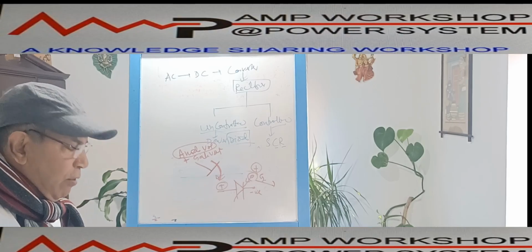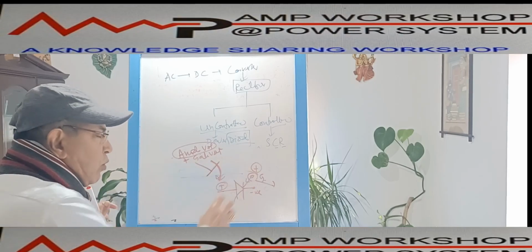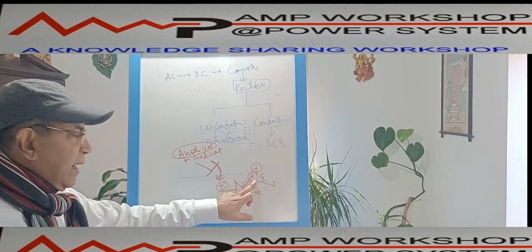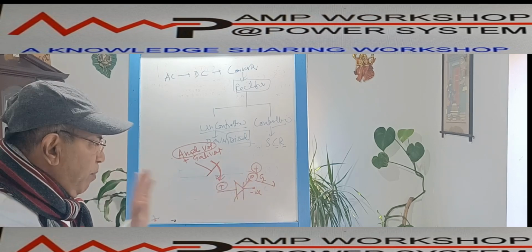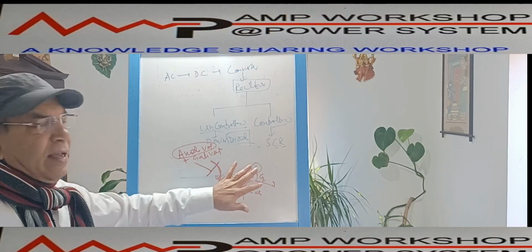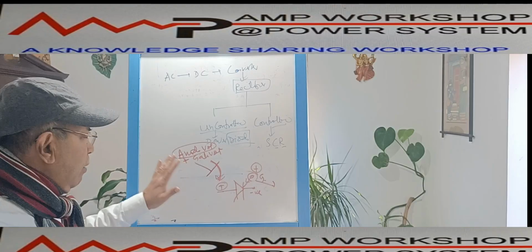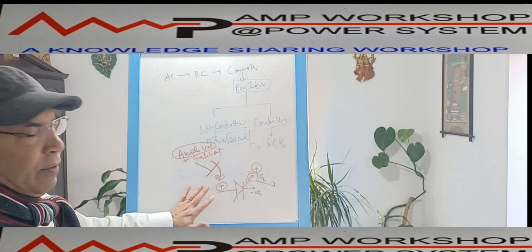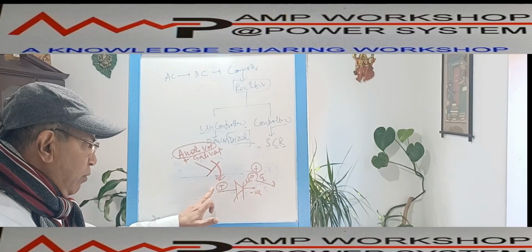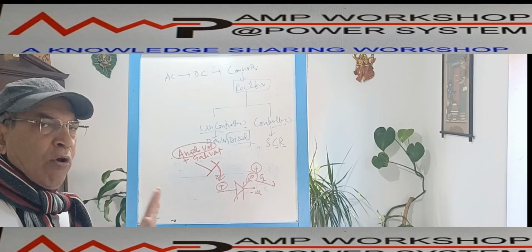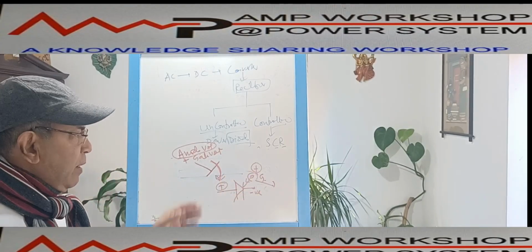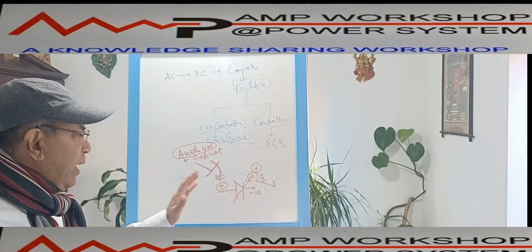So the gate has control only during the closing state. When you want to close the switch, the gate has a function. But once the switch is closed, if you want to open it, the gate has no function. It will open by the anode voltage: the moment the anode voltage becomes the same as the cathode or negative with respect to the cathode, it will turn off, or we have to do it forcefully, which we call commutation. By the method of commutation also we can switch it off.